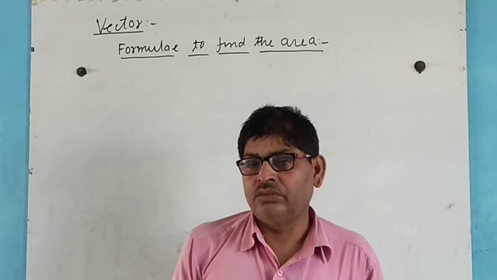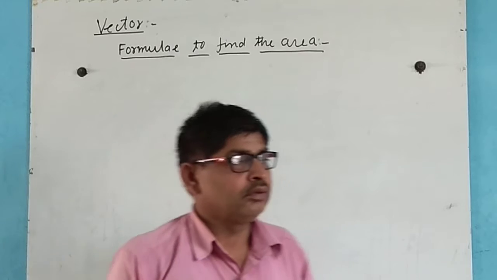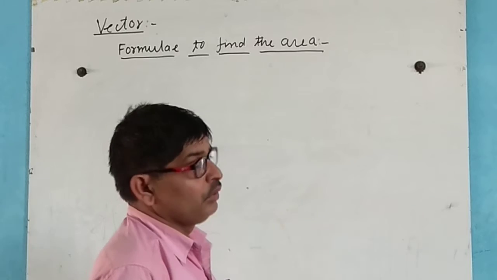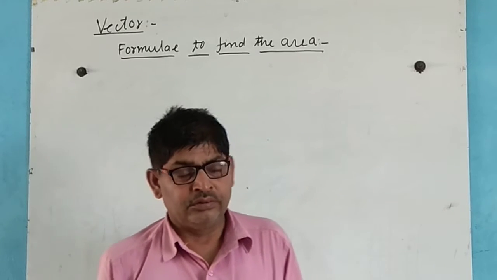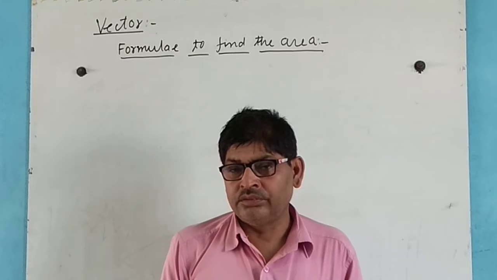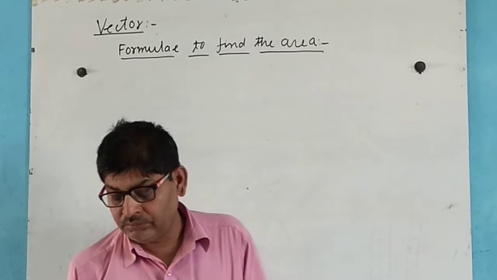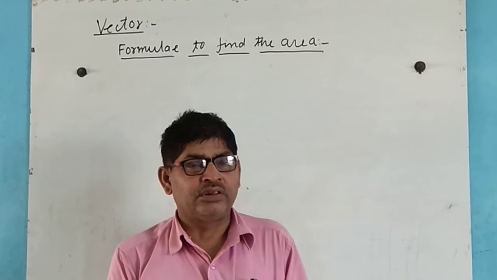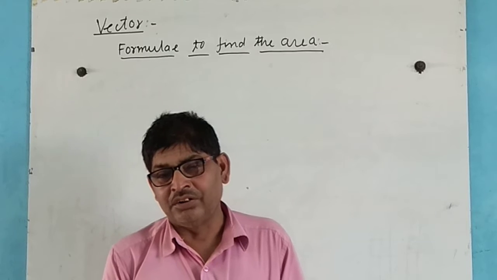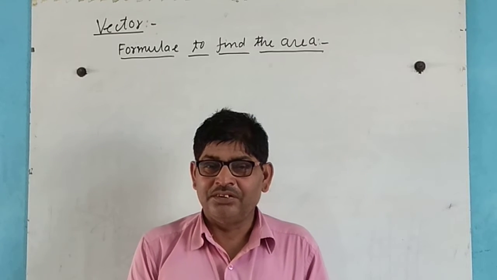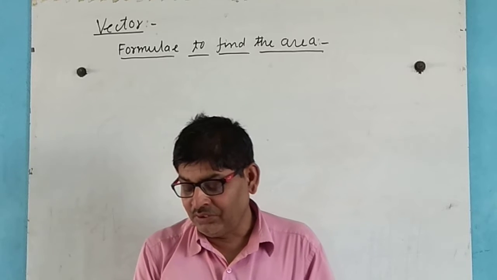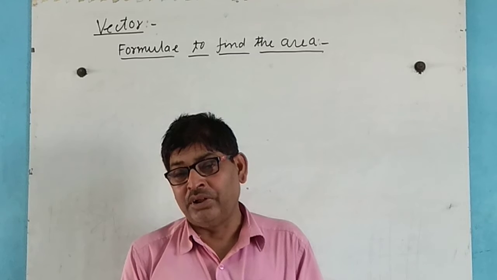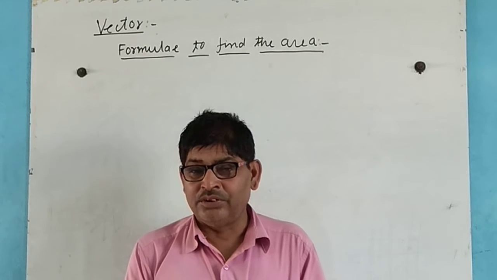Today we discuss some formulas that are used to find the area. First of all, if P and Q are the two adjacent sides of a triangle, then the area is equal to half of the modulus of vector P cross vector Q.